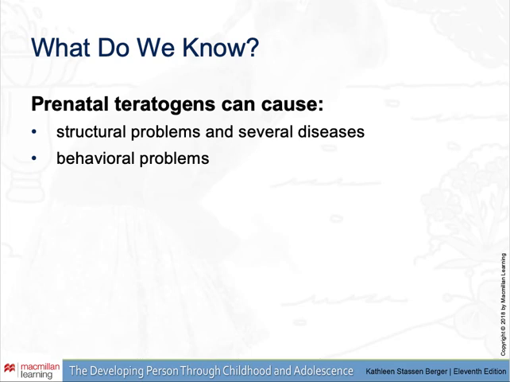What do we know? Prenatal teratogens can cause structural problems during the embryonic period and several diseases throughout pregnancy. This can also bring about behavioral problems and reproduction impairment later in life.